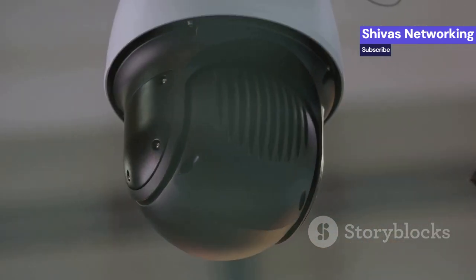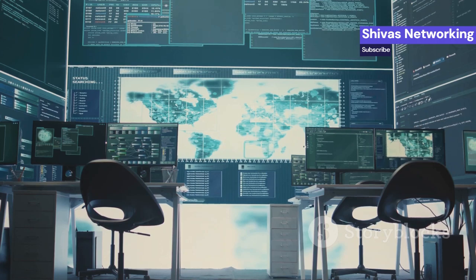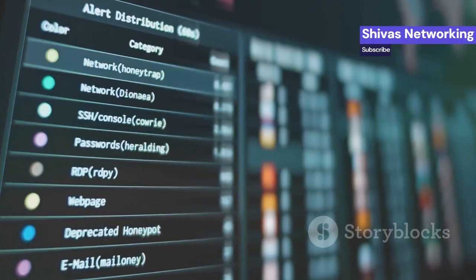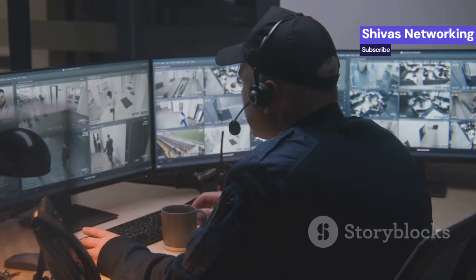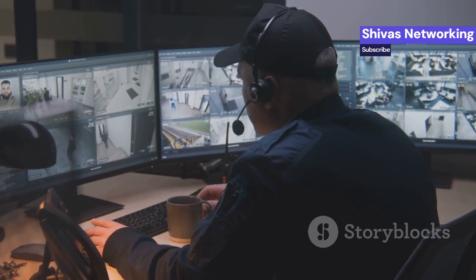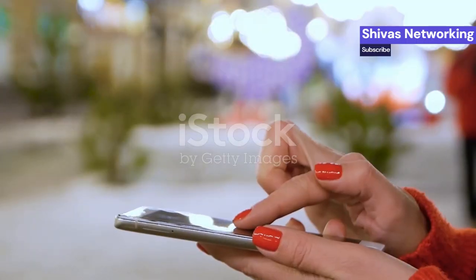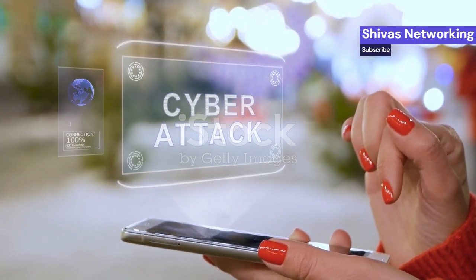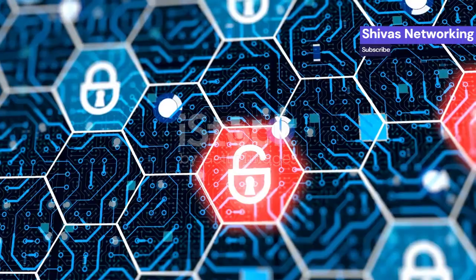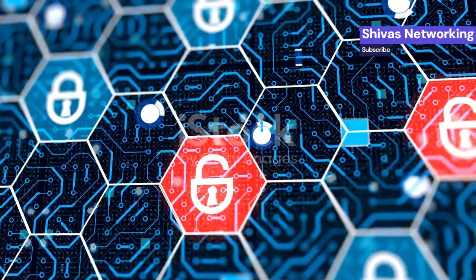Now let's talk about IPS. IPS stands for Intrusion Prevention System. This system goes a step further. Picture a vigilant security guard stationed in your network city. IPS doesn't just watch, it takes action. When it detects malicious traffic, it blocks or prevents it in real time. So, while IDS observes, IPS intervenes.